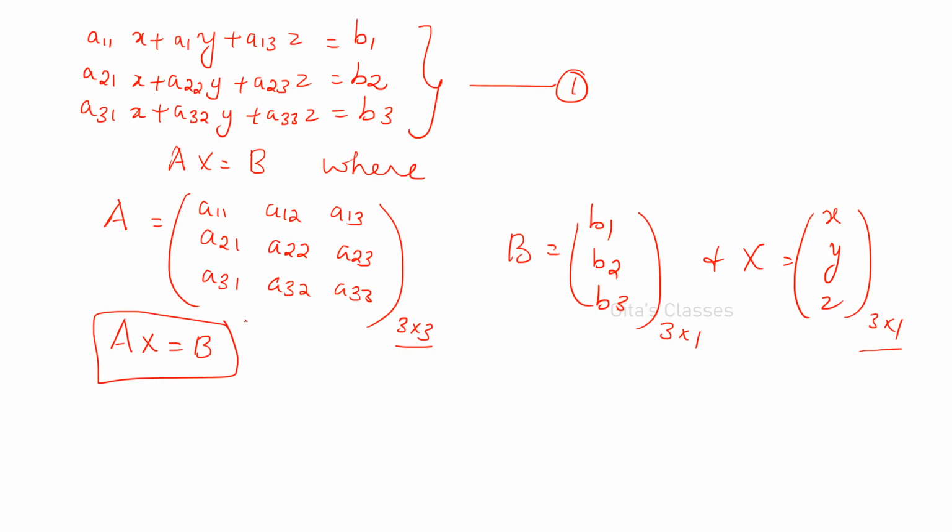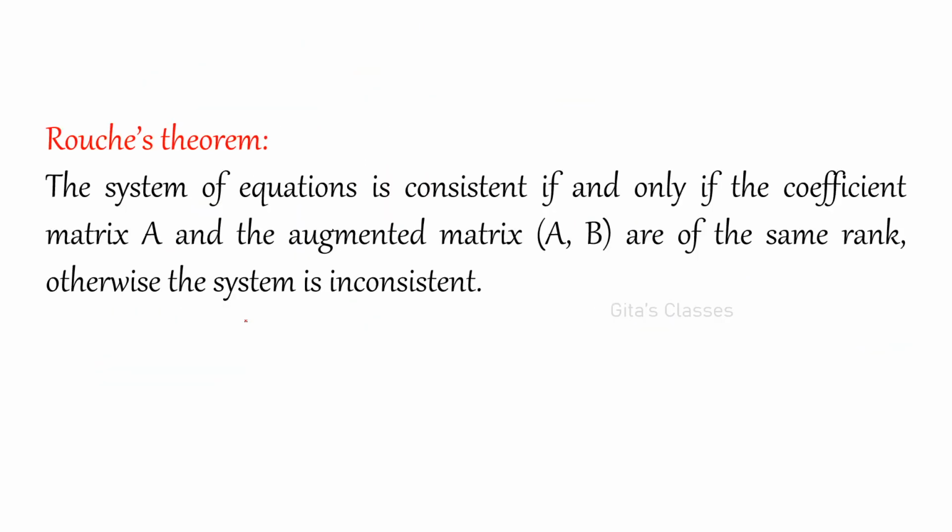Now we have Cauchy's theorem, that is, the system of equations is consistent. What do you mean by consistent? There is a solution for this system of equations. So it's consistent if and only if the coefficient matrix A and the augmented matrix A comma B are of the same rank. Otherwise the system is inconsistent. The theorem says that they are consistent if and only if rho of A is equal to rho of A comma B. What do you mean by augmented matrix A comma B?